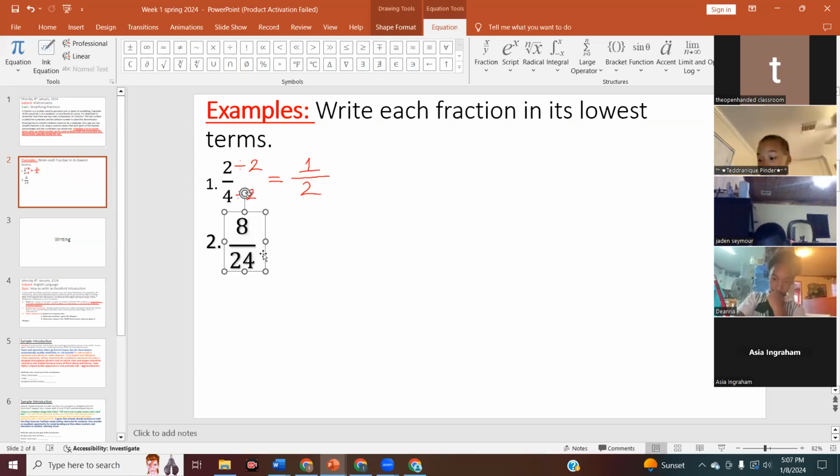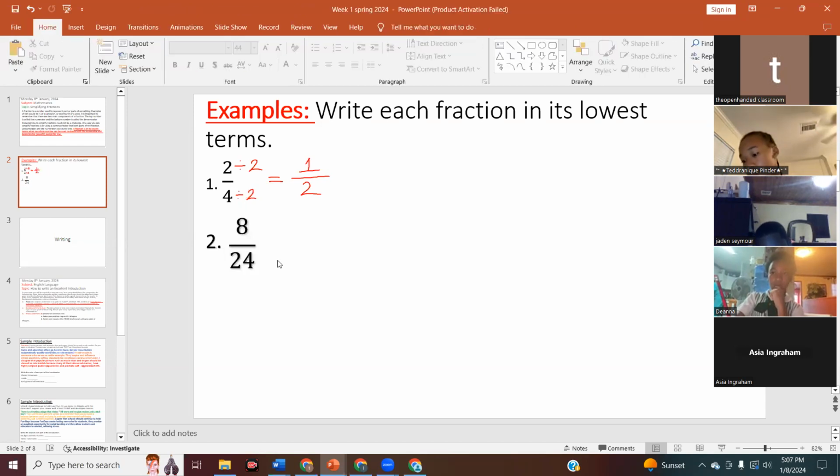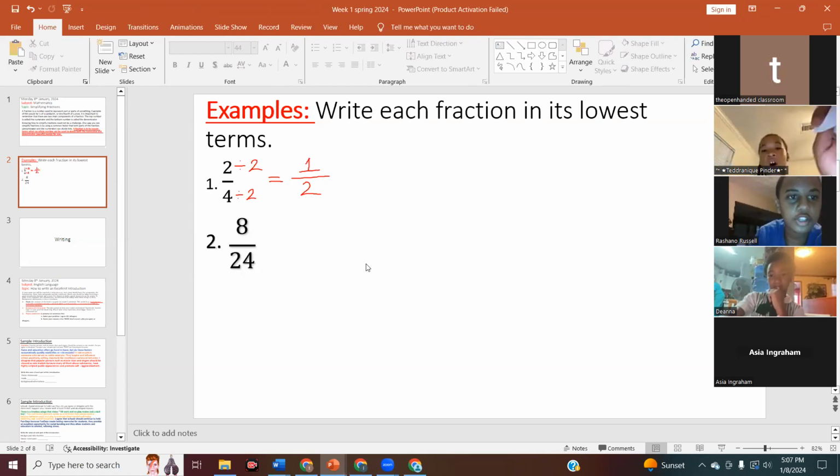All right, so we have 8/24. What number can go into both 8 and 24 without leaving a remainder? 3. Can 3 go into 8? No, 3 can't go into 8.